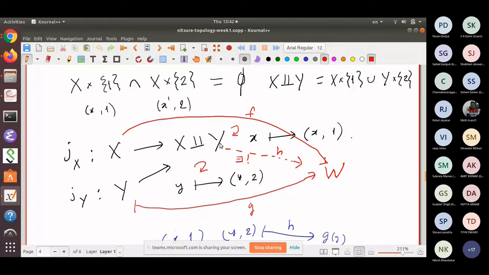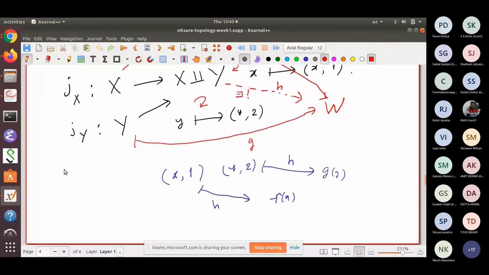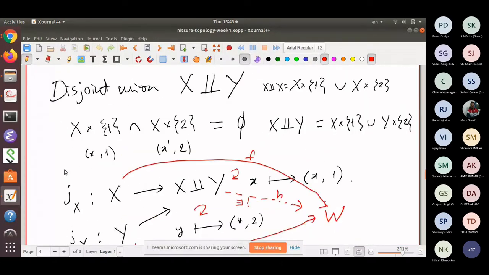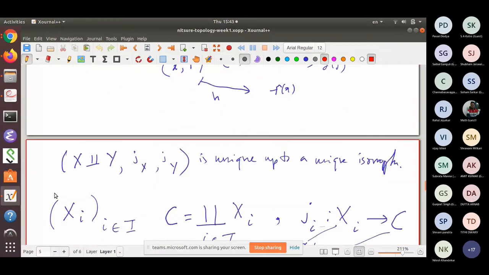X has a map into this disjoint union, Y also has a map into this disjoint union, with the property that if both X and Y have some maps into some other set W, then there exists a unique map from this disjoint union to W, making this triangle as well as this triangle commutative. And that makes this triple, X disjoint union Y, j_X and j_Y, unique up to unique bijection. This becomes unique up to unique isomorphism.